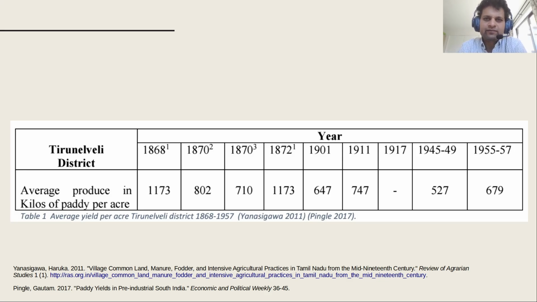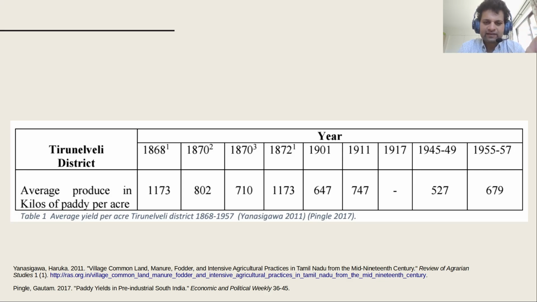So that's the period when they were about to exit and had exited. 45 was just after the war, so very years of scarcity in India. So 527 kilos. And after independence, obviously, because of the encouragement given by the government and subsidies, it goes up to 679. So you can see there's a very wide variance. And this data can be interpreted any way.